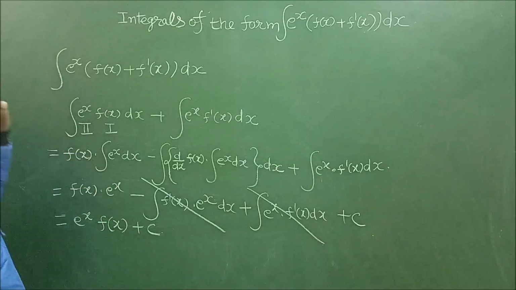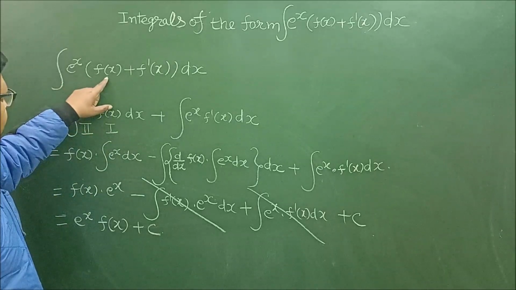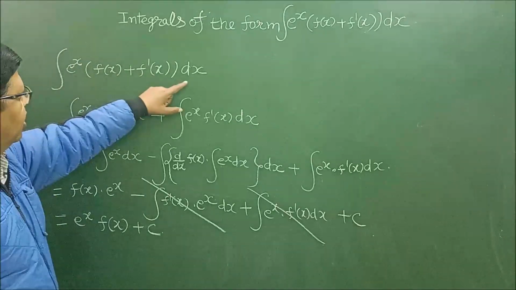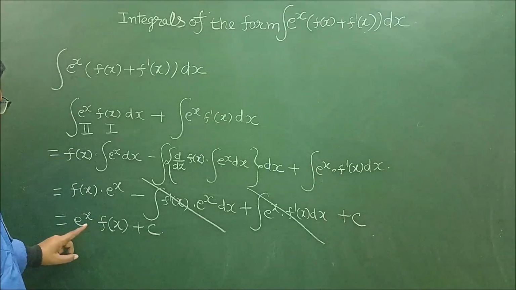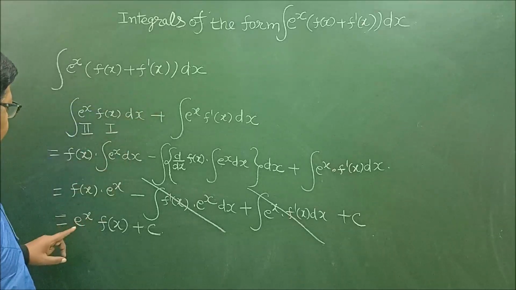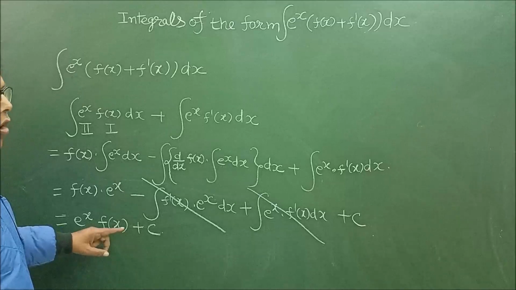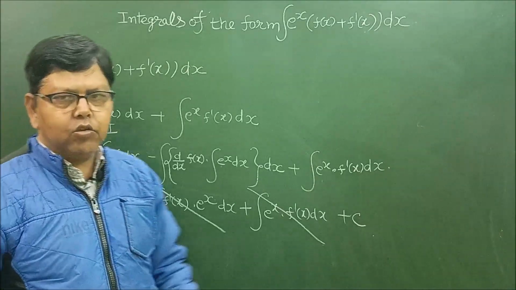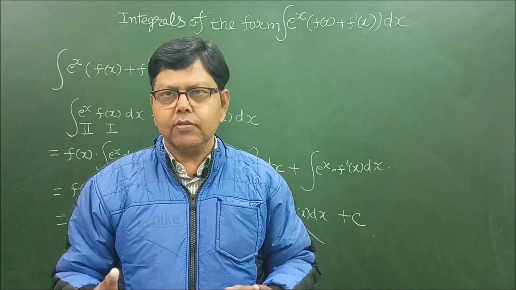So if we have an integrand in this form, where the function is there, its derivative is there, and e raised to the power x is outside, then this standard formula, that ∫ e^x [f(x) + f'(x)] dx is equal to e raised to the power x f(x) plus c, can be used. Now I will illustrate the use of this formula in the questions.